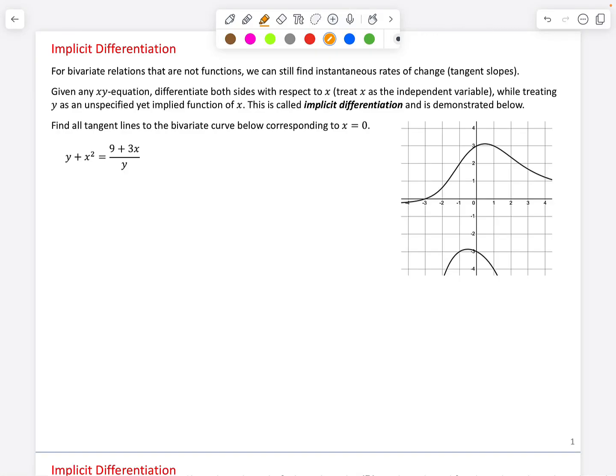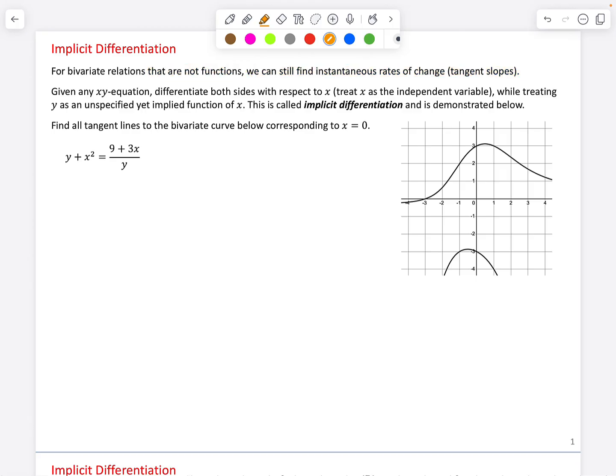Hello students! This lecture will be on a method for finding derivatives known as implicit differentiation. For bivariate relations, the word bivariate means two variables. We'll go with x and y. Relations means that there's some relationship between them, usually given by an equation, that are not functions. We can still find instantaneous rates of change or tangent slopes.